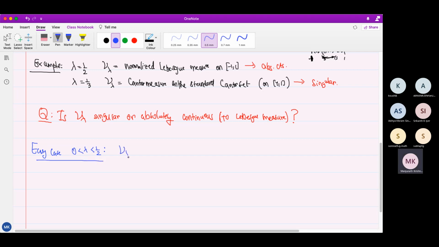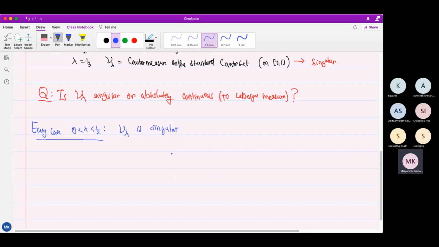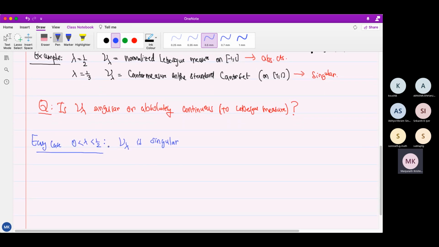Nu lambda is singular. If you didn't know Cantor measure or anything, whatever I said here, you will see the proof here. It doesn't matter. Cantor measure is the name given to the case lambda equal to 1/3. So this will be singular. For each lambda less than half, nu lambda is singular. So why do we say that? Let's write a proof of that. This is the easy part.